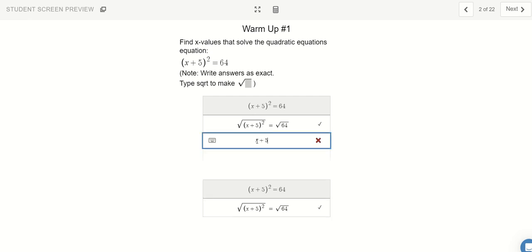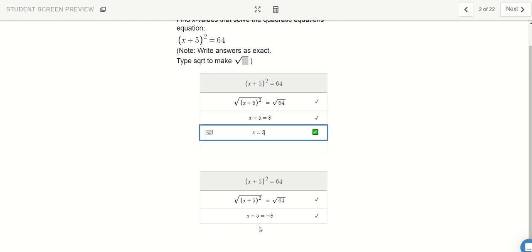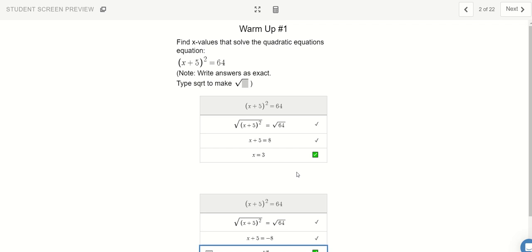So x plus 5 equals, again, the square root of 64 has two versions. It can either be positive 8, because 8 times 8 is 64, or it can be equal to negative 8, because negative 8 times negative 8 is 64. So after subtracting 5 on both sides, x equals 3. Or if I subtract 5 on both sides, negative 5 and negative 8 make negative 13. So here we can solve for x.